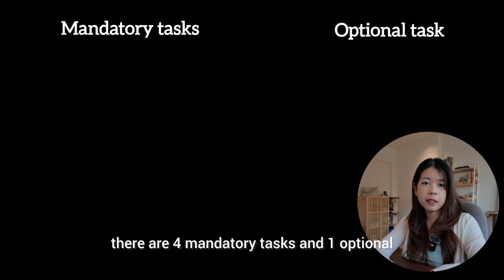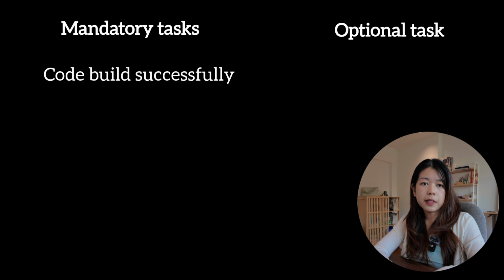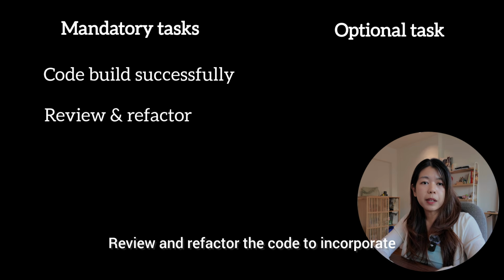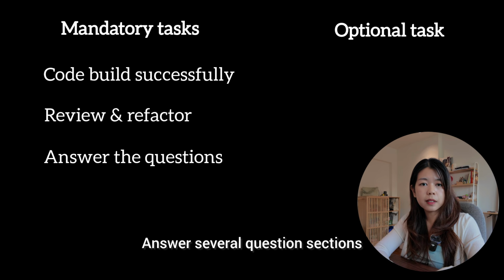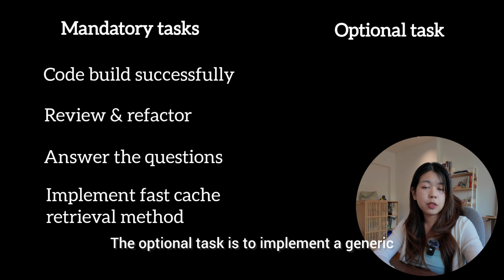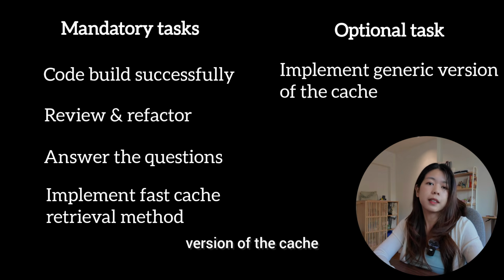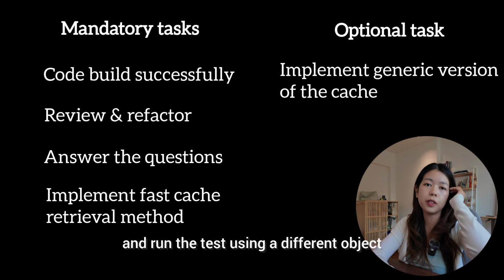Based on the instructions, there are 4 mandatory tasks and 1 optional. Ensure the code builds. If it doesn't, fix it. Review and refactor the code to incorporate my recommended changes. Answer several question sections and implement the fast cache method. The optional task is to implement a generic version of the cache and run the test using a different object.